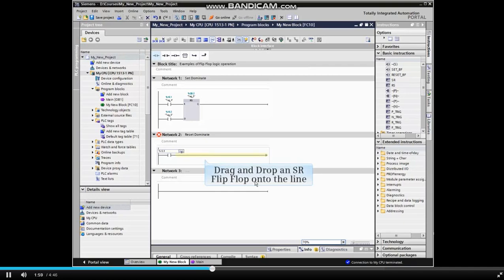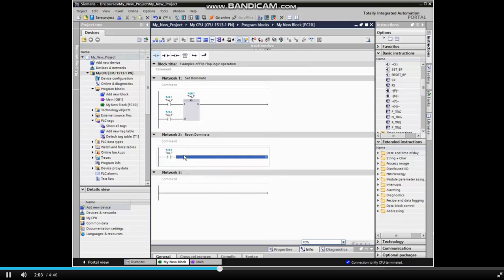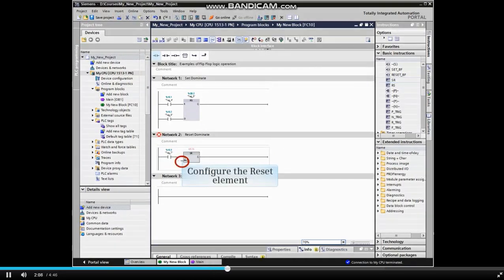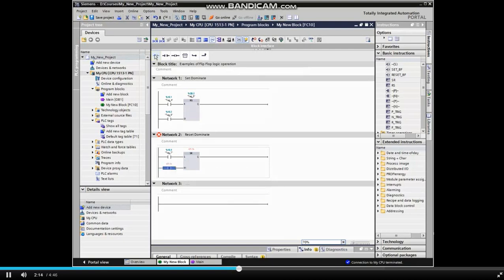This time we will drag and drop an SR flip-flop onto the line. And configure the reset element. As well as the output element.